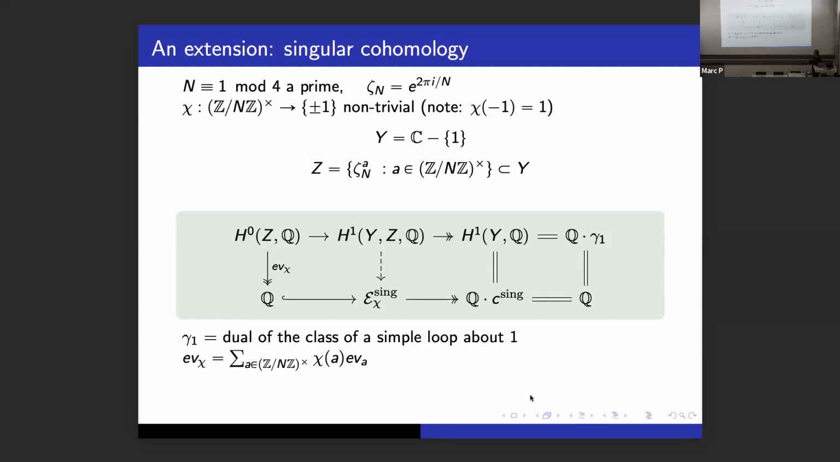Oh, so this is EV. Sorry, I'm thinking of H0 of Z with coefficients in Q as functions on Z valued in Q, since Z is a finite set of points. And so if I evaluate that, I'm evaluating at the point A, which is indexing that Z, and I'm weighting it by the character. So if this were the diagonal, if I had the function that took on the constant at all of the points, then the evaluation at A would be that constant, and I would be multiplying by the sum over the character. And the sum of the characters is 0 because it's a non-trivial character.